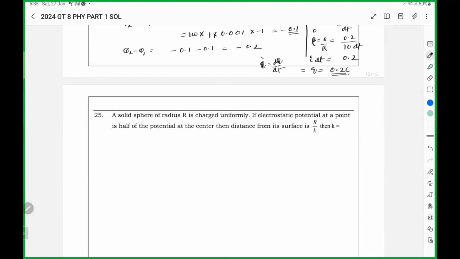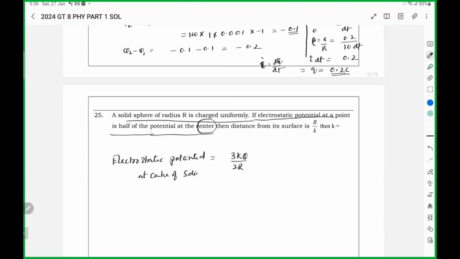Here, a solid sphere of radius r is charged uniformly. Electrostatic potential at a point is half the potential at the center. Like in gravitation, there solid sphere. Here also, this is very important. Solid sphere. So potential will be 3kq by 2r at the center of solid sphere, not hollow sphere. You must be careful. Solid sphere.